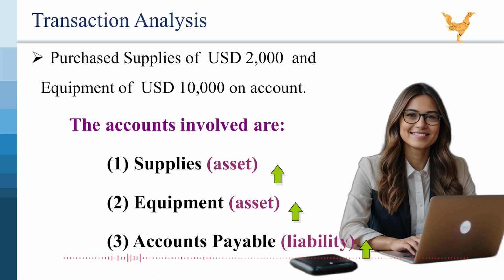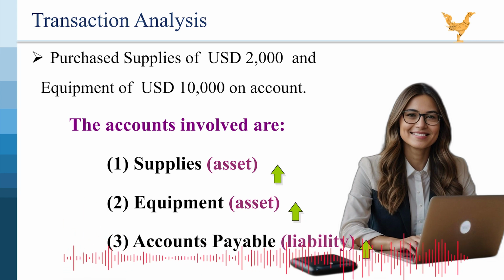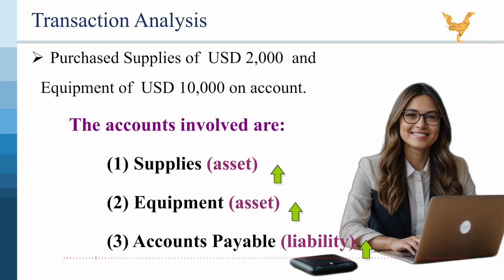How it affects the accounting equation. The fundamental accounting equation is assets equals liabilities plus equity. This equation must always stay balanced. Here's how this purchase affects each part. Assets: supplies increase by $2,000. You have more supplies. Equipment increases by $10,000. You have new equipment.